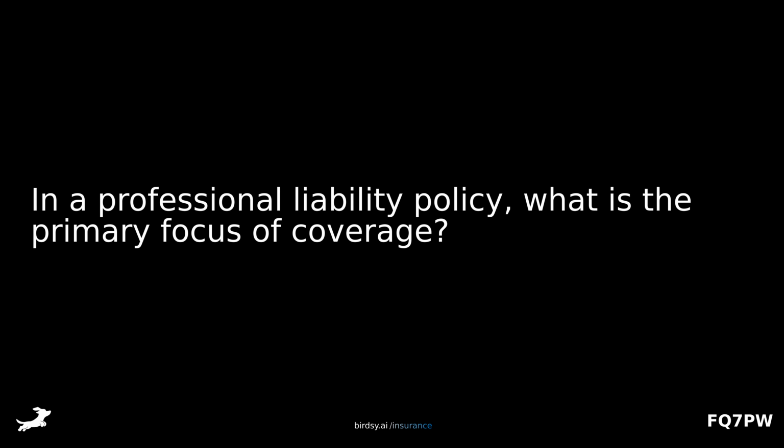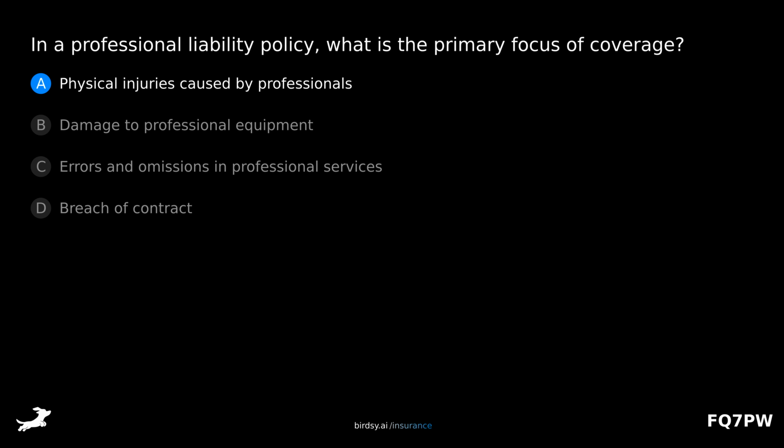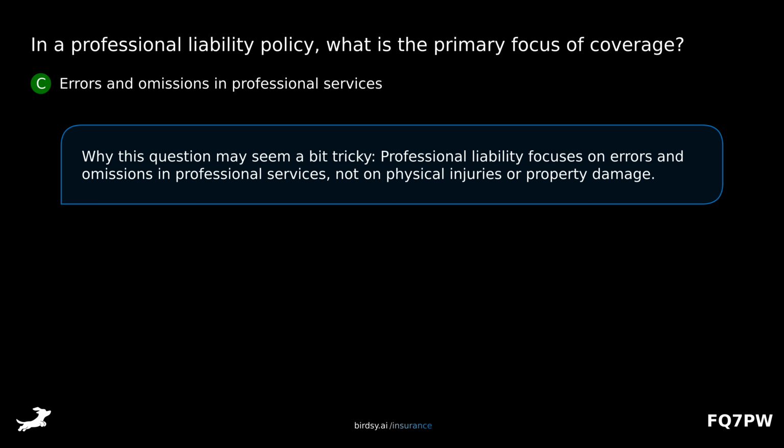In a professional liability policy, what is the primary focus of coverage? Is it A, physical injuries caused by professionals, B, damage to professional equipment, C, errors and omissions in professional services, or D, breach of contract? The answer is C, errors and omissions in professional services. Why this question may seem a bit tricky. Professional liability focuses on errors and omissions in professional services, not on physical injuries or property damage.